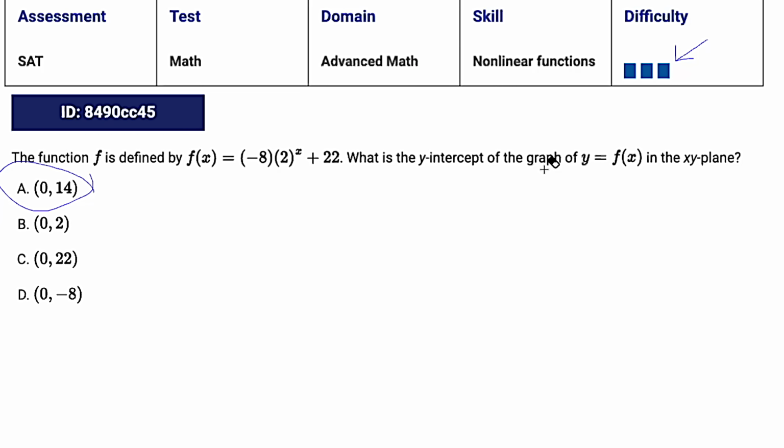If you have the ninja skills and actually remember that the y-intercept is when x equals 0, and you know how exponents work, this is even faster without Desmos, I think, because basically this is 0. Anything to the 0th power is 1. So then we have -8 plus 22. 22 minus 8 is 14. Boom, answer's A, even faster than Desmos if you got the skills required.